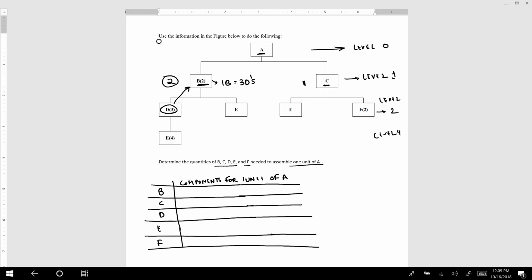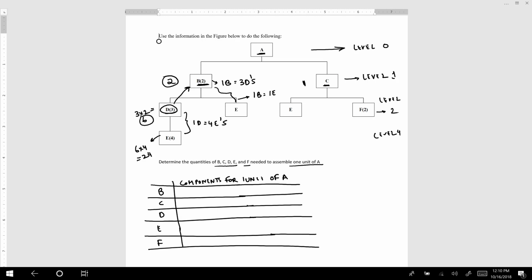So I require now 2Bs. So that would be 3 times 2. That would be 6Ds I will require. So similarly, if you see this relationship here, 1D, I would require 4Es. So I need 6Ds. So this will be 6 multiplied by 4, that is 24Es I would require.